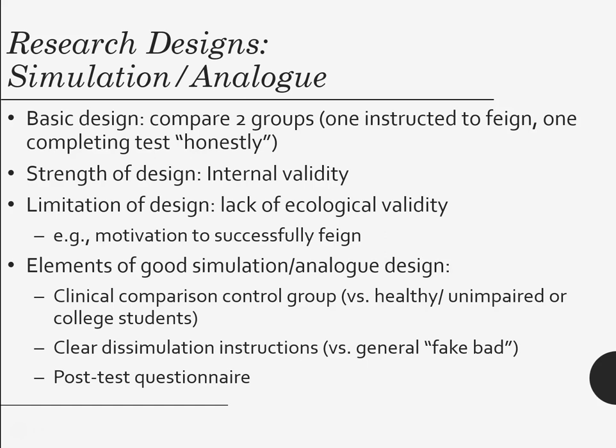Now this is a pretty strong design because of the internal validity, where you know that this group of people are in the faking group and the other people are in the non-faking group or genuine group. The problem, though, is that it lacks generalizability. It lacks what's called ecological validity, because the person in either of these groups doesn't have the same motivation to accurately portray a mental illness like they would if they were actually being evaluated for their case. There are ways to make this better.